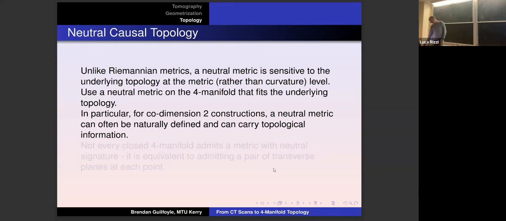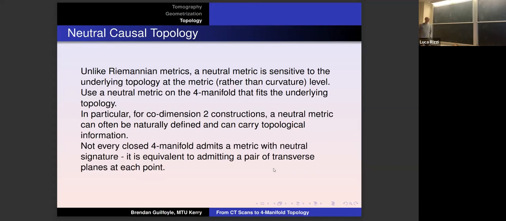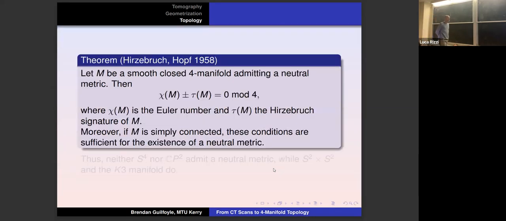So the first thing you realize when you look at that is, okay, not every closed 4-manifold even admits a metric with a neutral signature. There's a topological obstruction to the existence of these neutral metrics. In fact, it's equivalent to admitting a pair of transverse planes at each point of the 4-manifold, the whole way around. So a classic result of Hirzebruch and Hopf from 1954, they were looking at plane fields on manifolds.